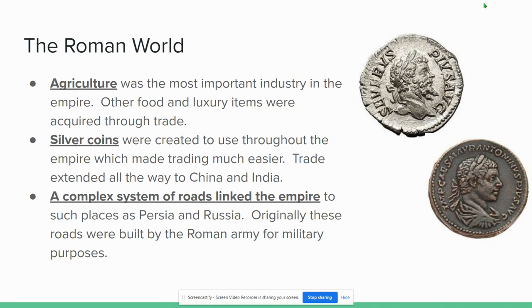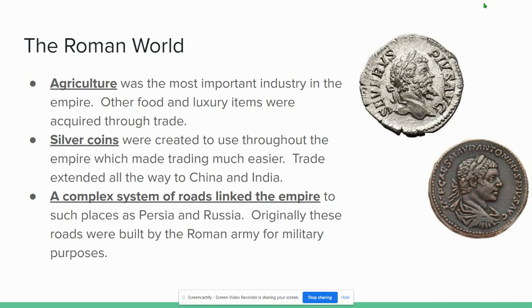So in the Roman world, we have a few things that we certainly need to talk about, and one is agriculture. This is the most important industry in the empire. Obviously, you want to keep your people happy. You need to make sure that they have food. So other food and luxury items were acquired through trade. And again, the Roman Empire was great at trading and moving things long distances.